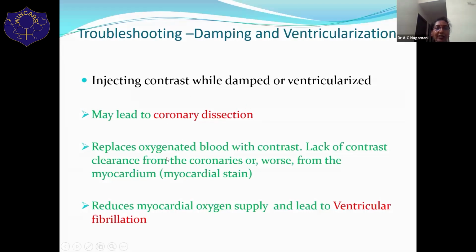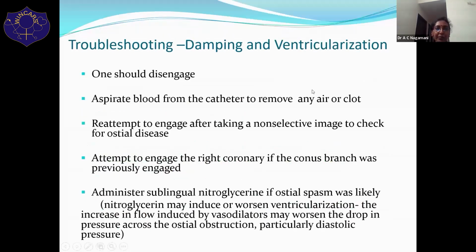You know that the contrast which you inject is going to replace the blood, but it is not getting cleared from the coronaries. What it does is cause lack of contrast clearance and myocardial staining. So there is reduced myocardial oxygen supply and it can result in ventricular fibrillation. So this is very, very important.